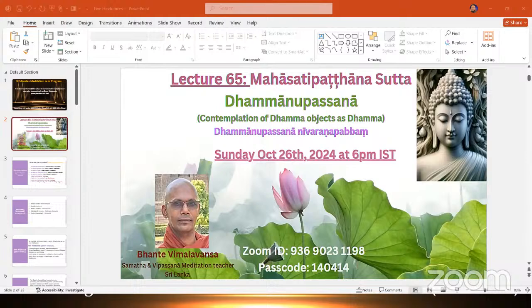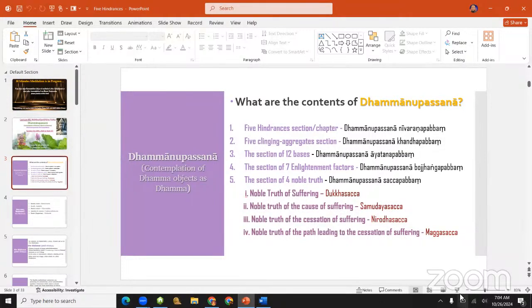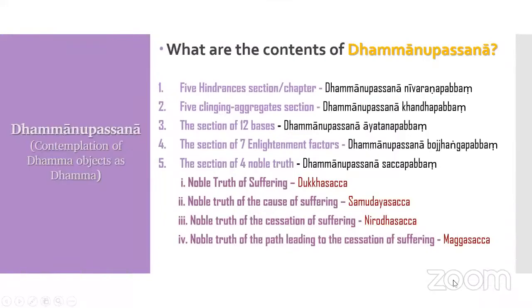So what are Dhamma objects? There are 5 things in the Dhammānupassana. What are the contents? The first one is the 5 hindrances section, that is Dhammānupassanā nīvaraṇapabbaṃ. The second one is the 5 clinging aggregates section, the Dhammānupassanā khanda pabbā. And the third one is the section of 12 bases, called in Pali Dhammānupassanā āyatana pabbā.